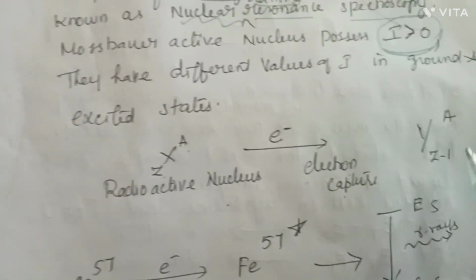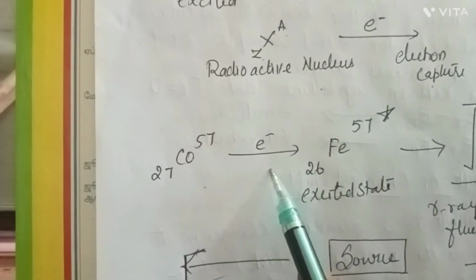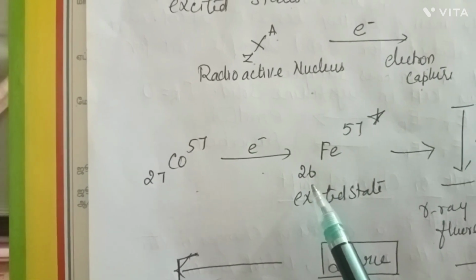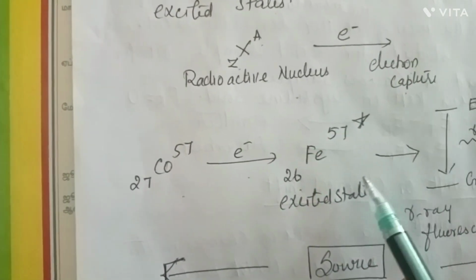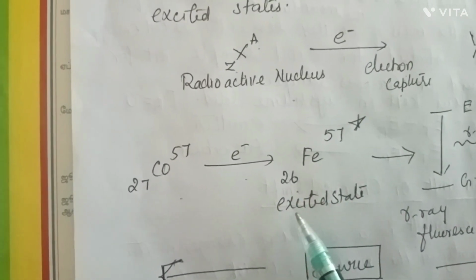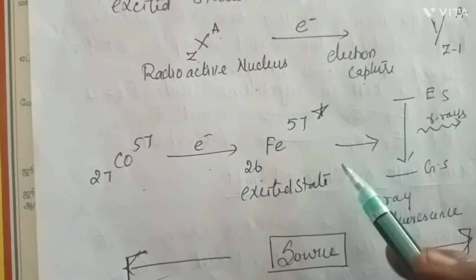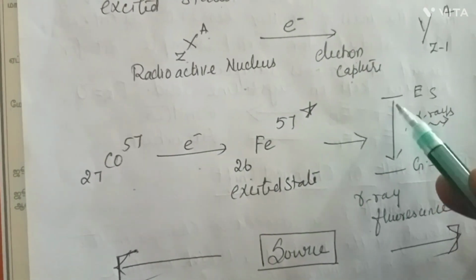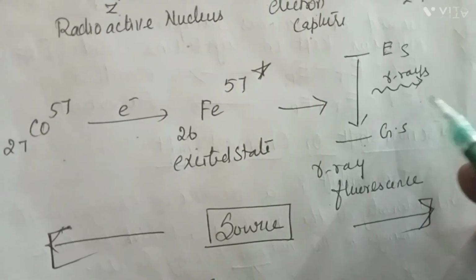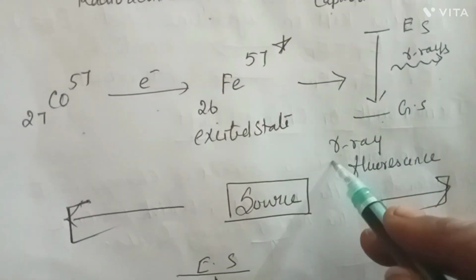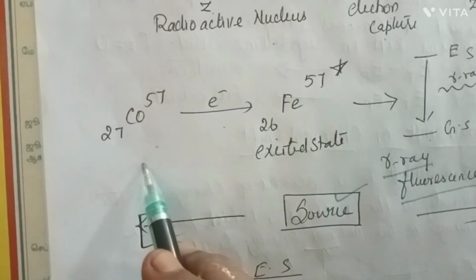The nucleus that is produced will be in the excited state. For example, cobalt 57, where 57 is the mass number and 27 is the atomic number. On electron capture, it is converted to iron 57, whose atomic number is 26. This is in the excited state now. The excited state will go to the ground state by emitting gamma rays. So this forms the source. This process is said to be gamma ray fluorescence.